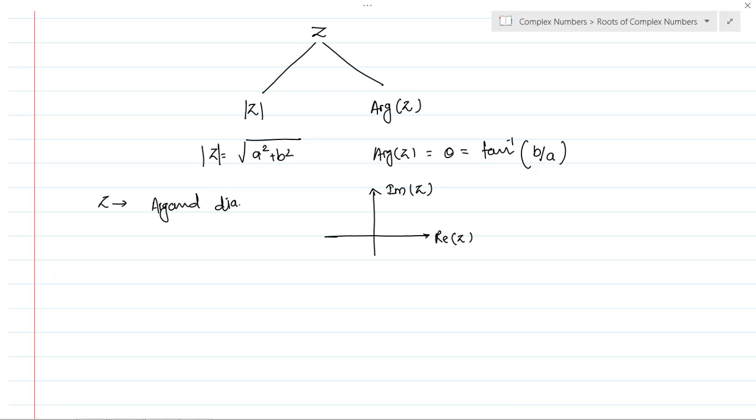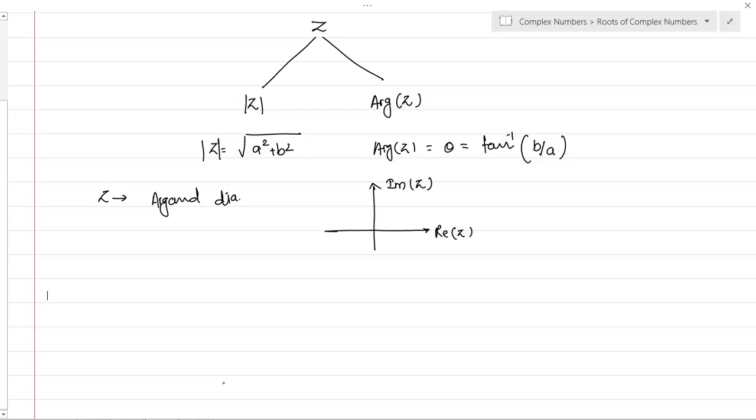Okay, so now let's see the next part. One more point we have seen is the properties of the modulus. Properties of modulus, properties of mod of z. There are a total of 13 properties we have seen, and all the properties are very important.